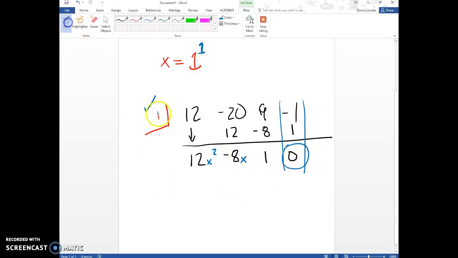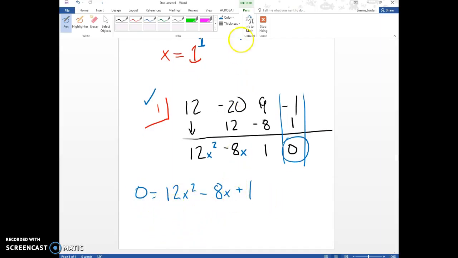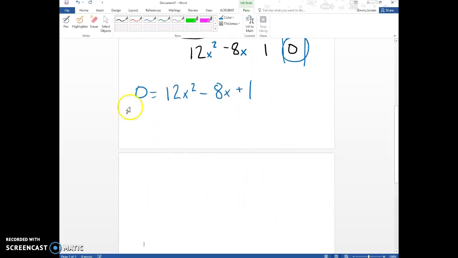So what we have left now is a trinomial. We have 12x squared minus 8x plus 1. Now we can set that equal to 0, and we can solve this as well. We can factor this trinomial. We could do the quadratic formula, whatever the situation calls for. Let's try to factor it out.